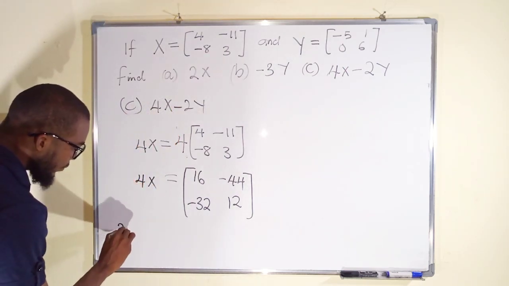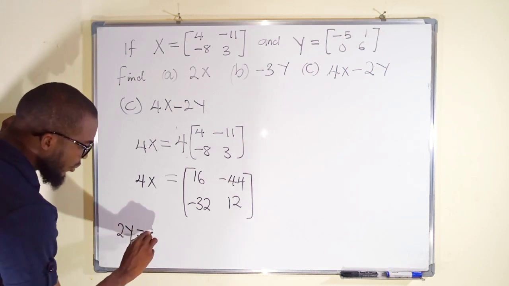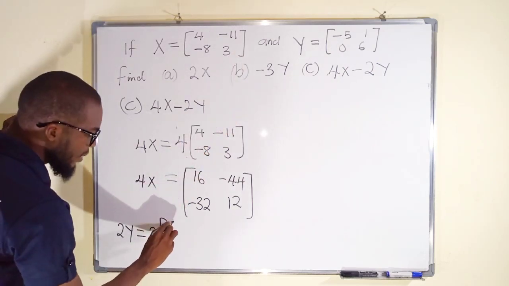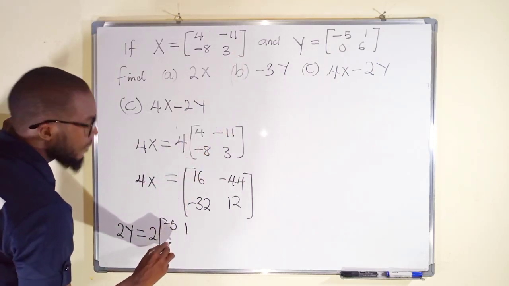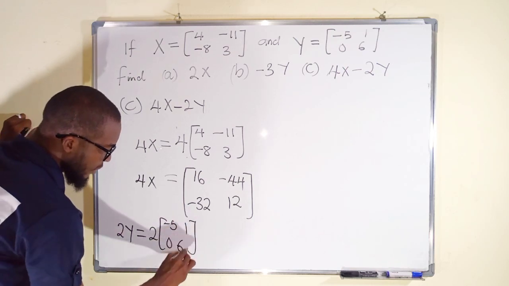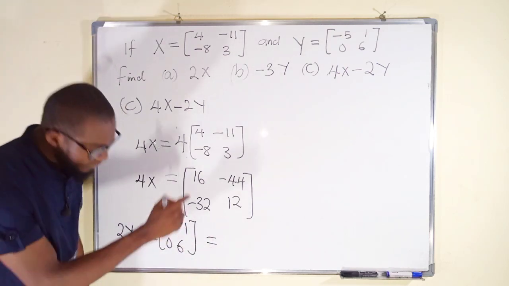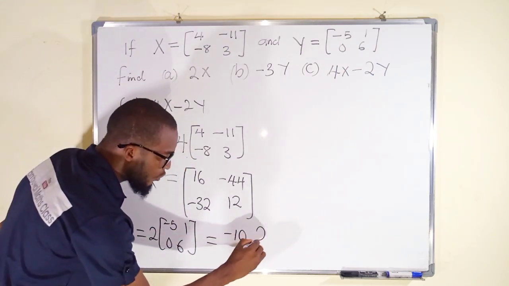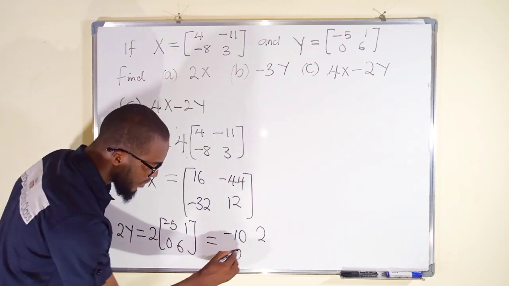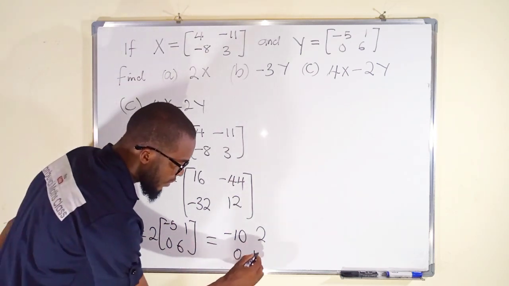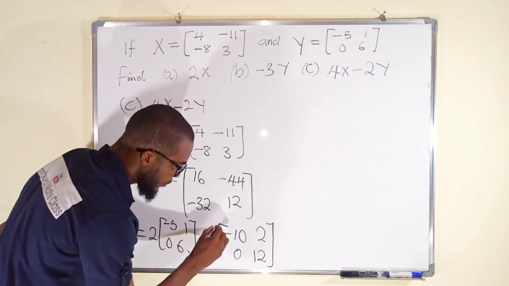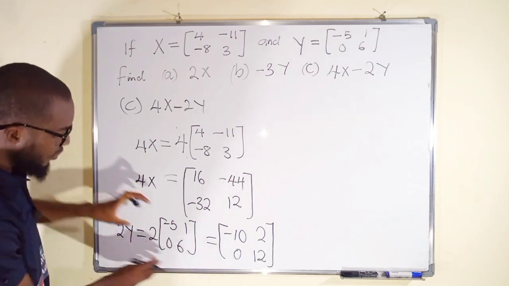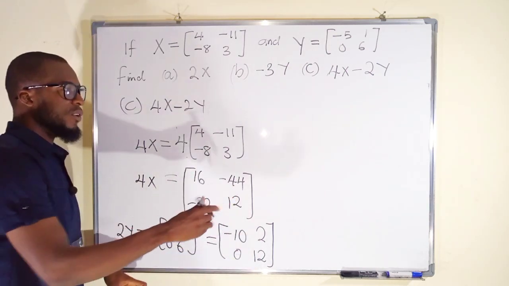So for 2y, it is as simple as multiplying 2 by the matrix y, which we have there as negative 5, 1, 0, 6. This is equal to 2 times negative 5 is negative 10. 2 times 1 is 2. 2 times 0 is 0. 2 times 6 is 12. So now this is our 2y, this is our 4x. We are now free to subtract this matrix from this matrix.